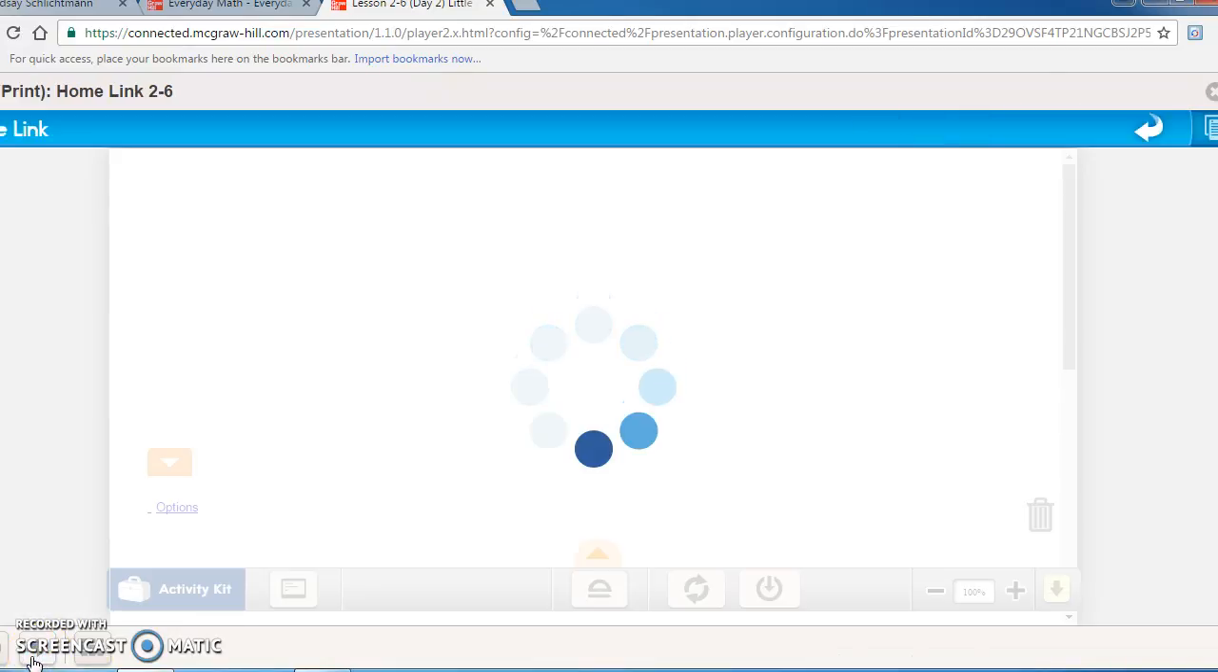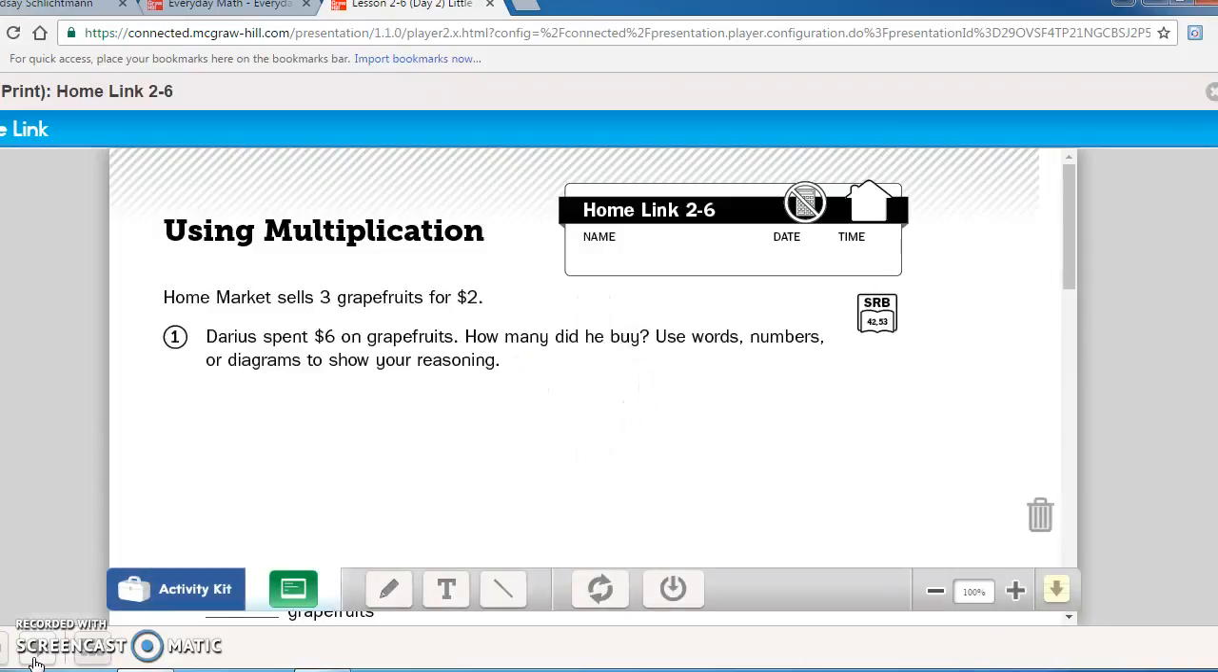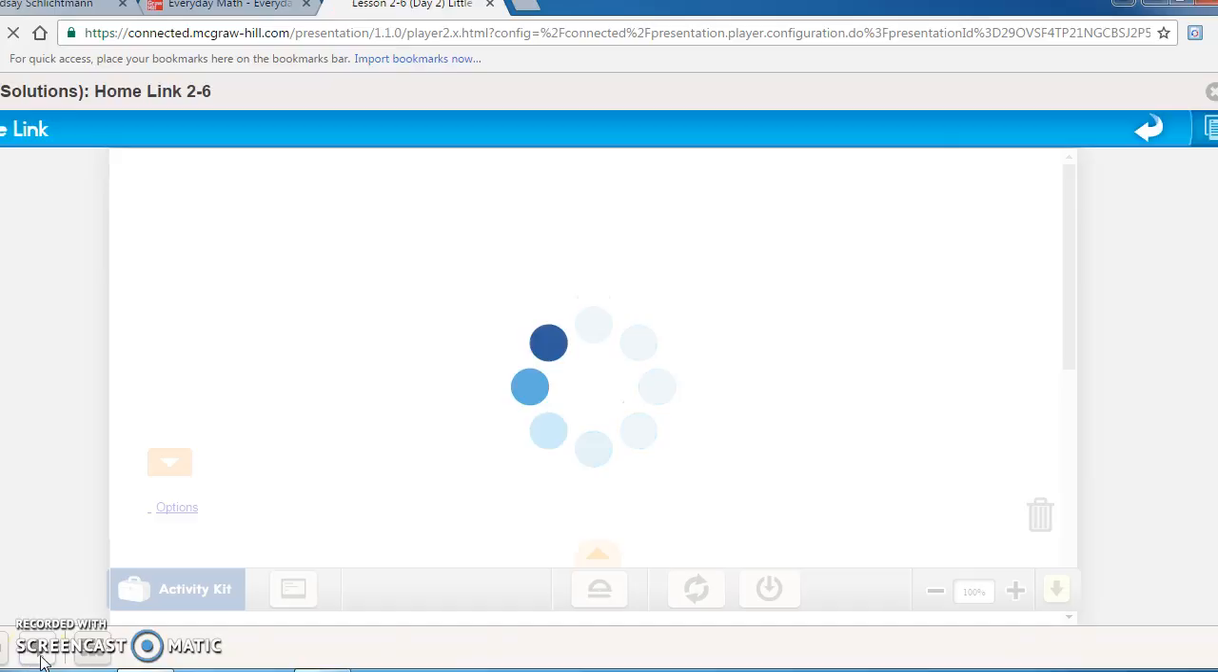Go ahead and get your loose leaf paper, page 68. Finish that page and then bring it back to me so I can correct it quickly before you move on to 2-7.